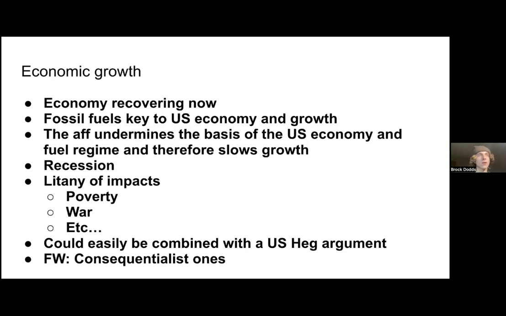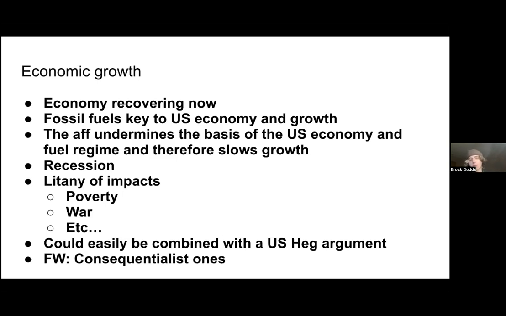And therefore, by the AF, constraining 1/4 of U.S. production of fossil fuels, that's going to undermine the basis of the U.S. economy and the fuel regime, and therefore slow growth. The U.S. can't grow if they don't have this fuel that is really the engine and the underlying aspect of growth. And from there, we have recession or depression. And then there's a litany of typical impacts that you'll see from that. Maybe it'll focus on poverty, it'll focus on unemployment, it'll focus on war, etc.